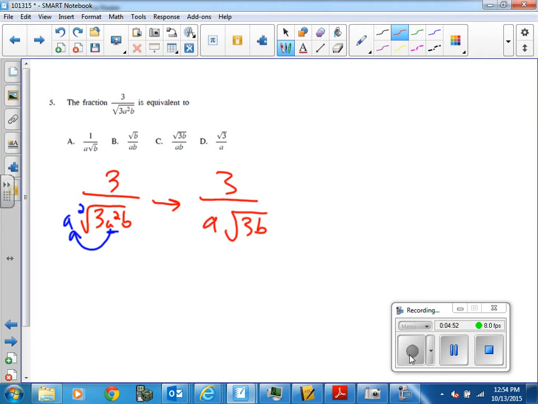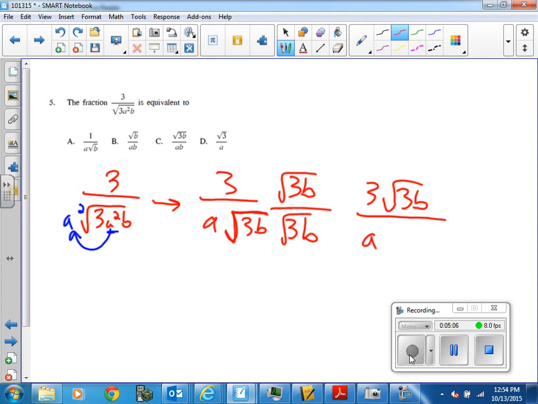Okay, so what I can do is multiply this by what's under the radical. So I'm going to multiply by radical 3b all over radical 3b. Remember, that's just a form of 1, so we could do that. So on top, we're going to have 3 radical 3b all over a, and then radical 3b times radical 3b just gives me 3b. So I'd probably write this as 3 square root of 3b, and I'd probably put the number first and a b like that.